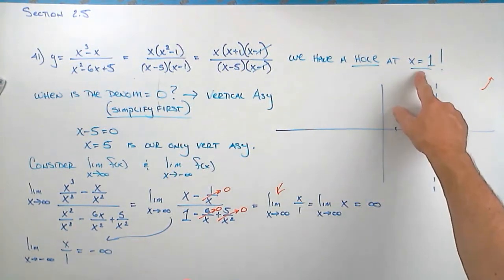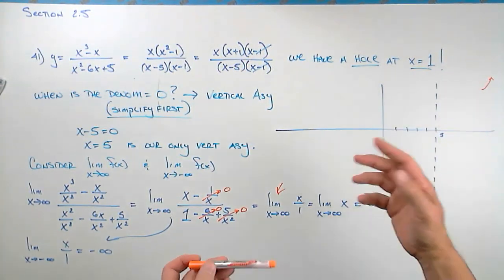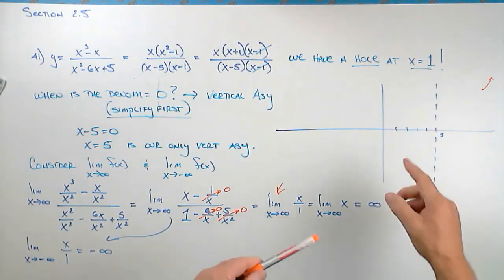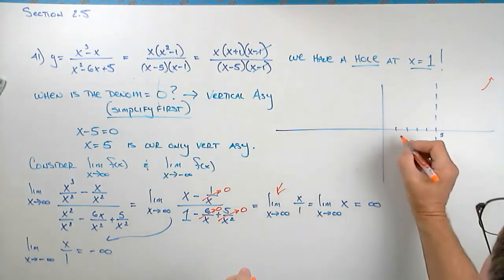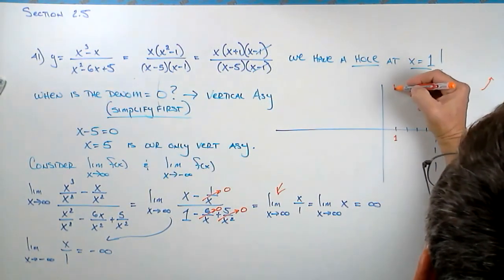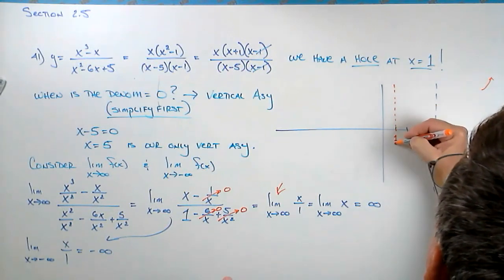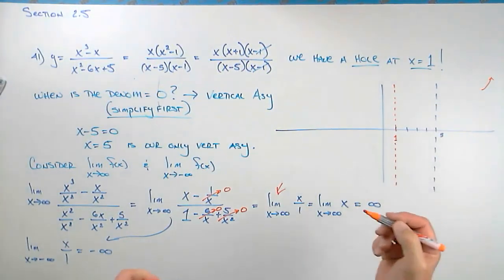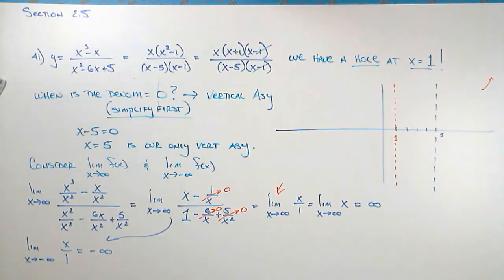We know there's a hole at x is 1. Now, I don't know where this hole lives, but somewhere on this vertical line right here, there's a hole. Now that's not an asymptote. That's why I'm making it orange. There's a hole there. How am I going to find it?